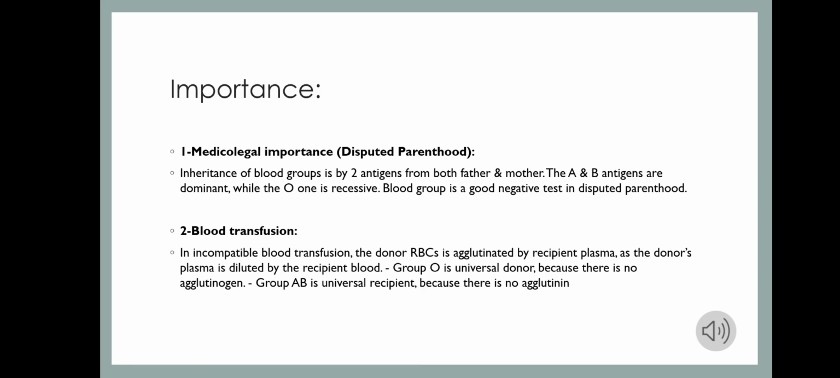لكن جروب AB ده يونيفرسال ريسيبنت because there is no agglutinin، يعني هو عشان عنده الانتيجين A والانتيجين B فهو يقدر ياخد من اي حد وما فيش اي مشكله.